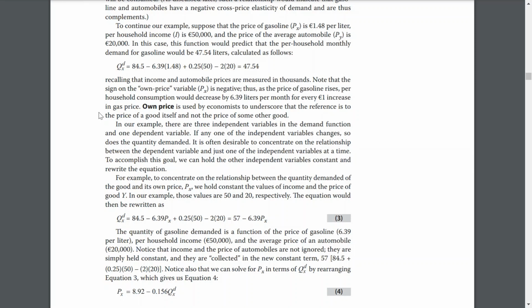To accomplish this goal, we could hold the other independent variables constant and rewrite the equation. For example, to concentrate on the relationship between the quantity demanded of the good and its own price, or PX, we hold constant the value of income and the price of good Y. In our example, these values are 50 and 20 respectively. This equation will then be rewritten as such.